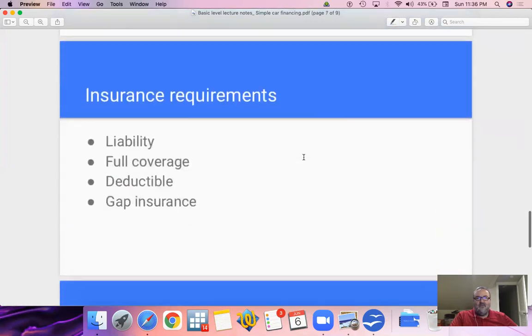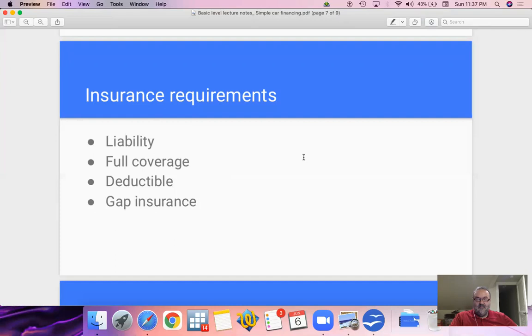So car loans require you to have insurance. From the lender perspective, think about it. They're giving you money to buy a car, and the only collateral that they have is the car. I mean, obviously, they depend on your credit history, the credit score, and all of that. But ultimately, it is the car, the collateral, that is getting you that beautiful, favorable interest rate that you wouldn't otherwise get.